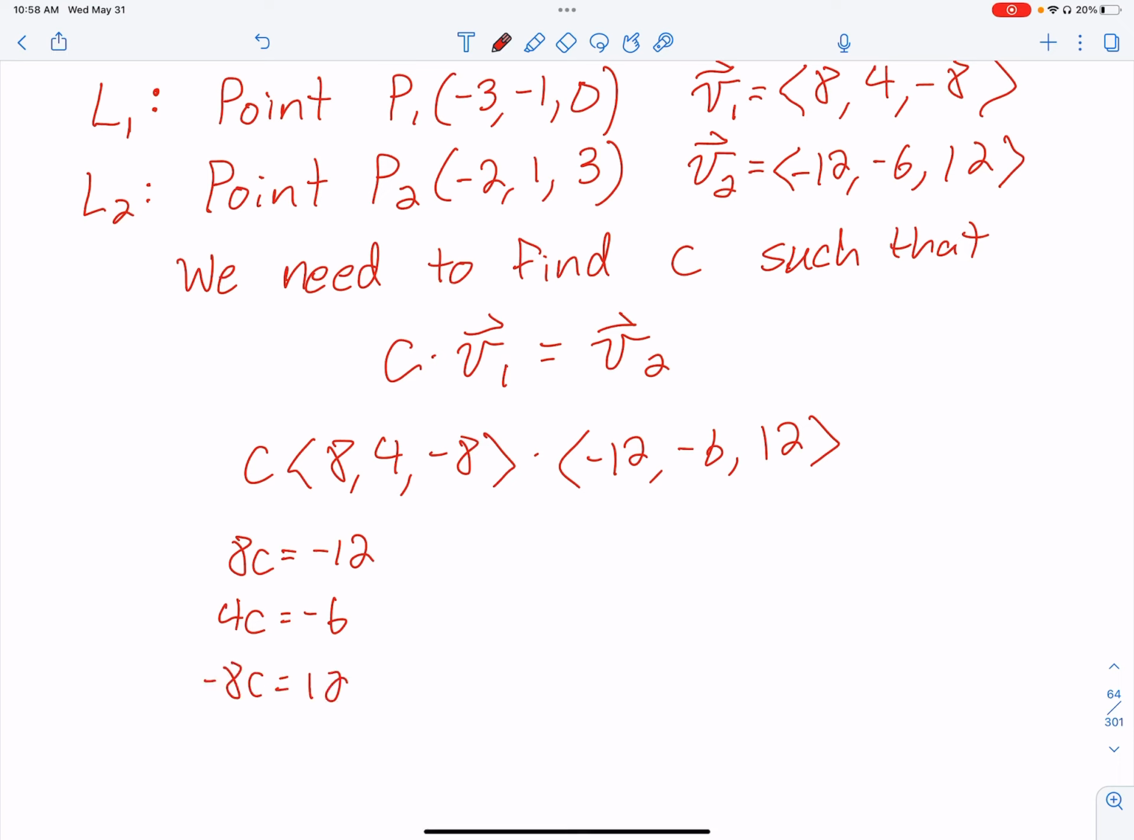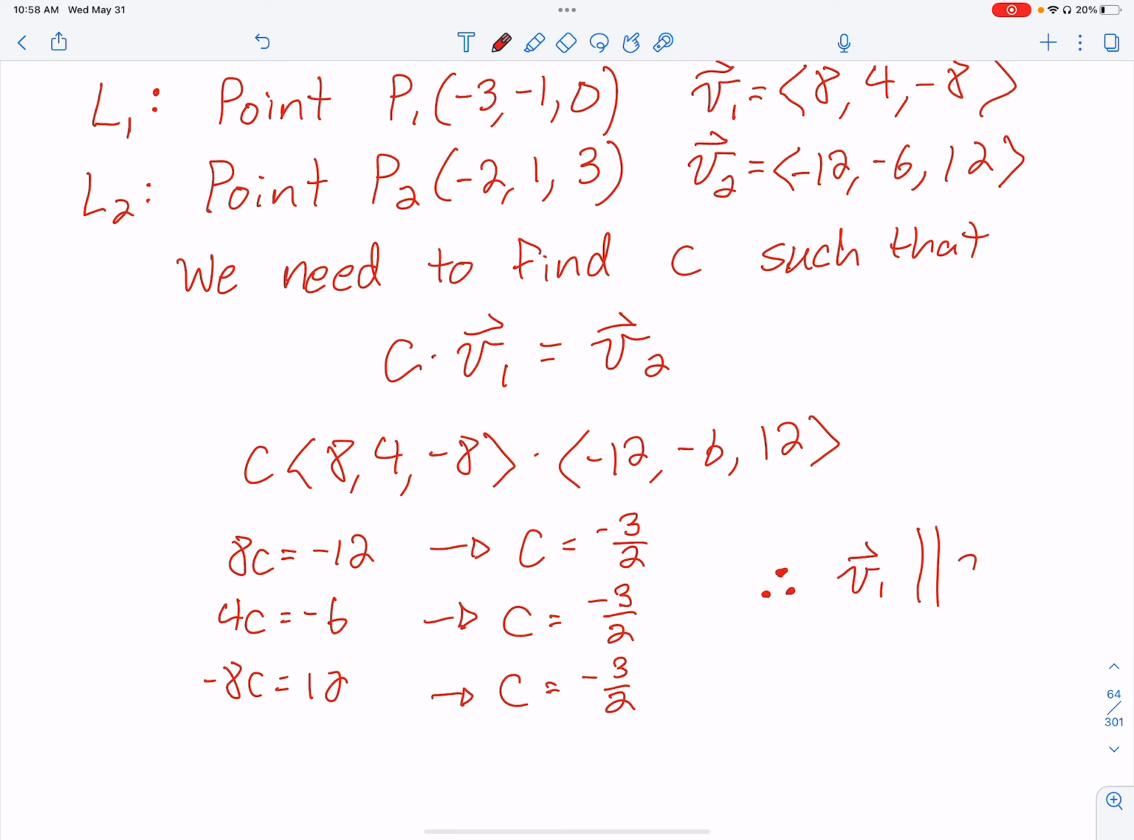And we need all c's to be the same. So c equals, okay, that's going to be what? Negative 3 halves. Here, c is also negative 3 halves. And then the last one, c is negative 3 halves. So, therefore, v1 is parallel to v2, which implies L1 is parallel to L2. So we have shown that the two lines are parallel by showing that the directional vectors are parallel.